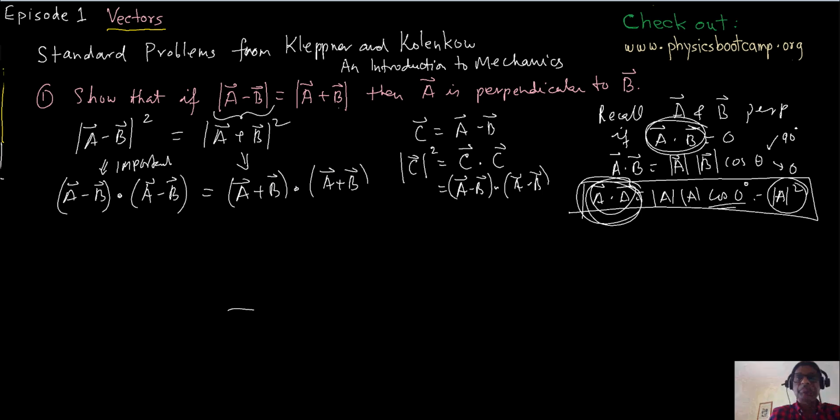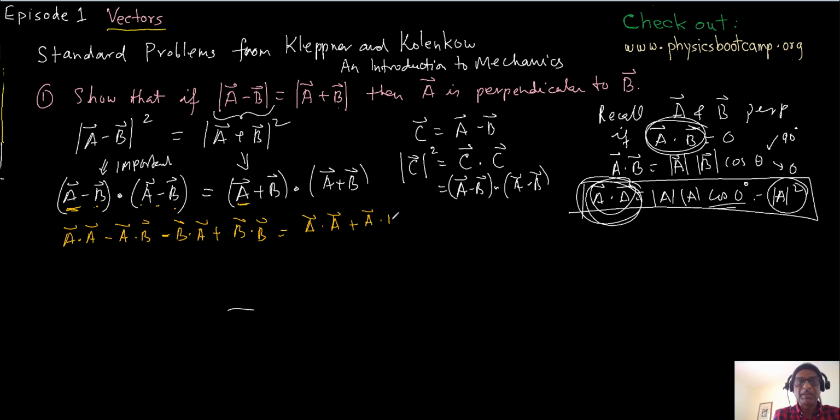Now I'm going to expand this. By the distributive property, you are going to get this with that, this with that, this with that, this with that. So I'm going to get A dot A minus A dot B when I did this guy. Then I'm going to get minus B dot A plus B dot B. And on the right side, it's going to be A dot A, just working with that, A dot B plus B dot A plus B dot B.